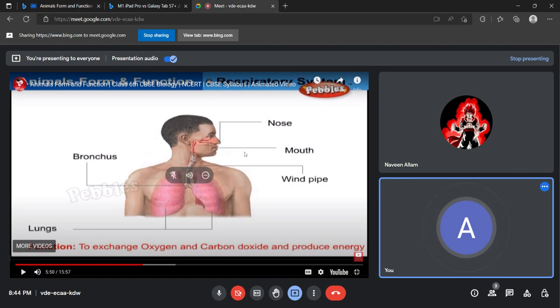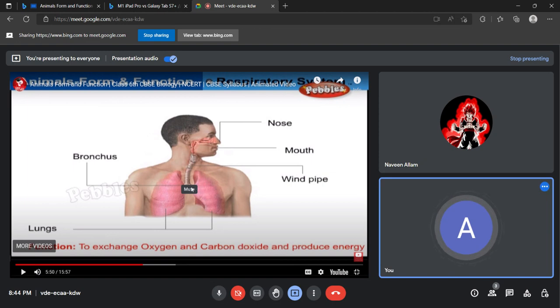Now if you are inhaling, the air will go to the windpipe, or the trachea. This windpipe will be going into the lungs. These two are the lungs, and the windpipe will divide. Here you can see the division, right?